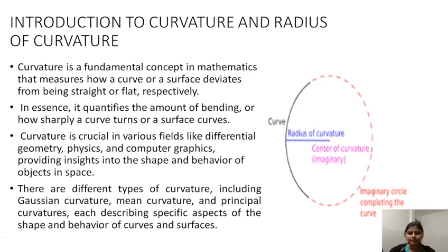Curvature is a fundamental concept in mathematics that measures how a curve or a surface deviates from being straight or flat respectively. In essence, it quantifies the amount of bending, or how sharply a curve turns or a surface curves. Curvature is crucial in various fields like differential geometry, physics, and computer graphics, providing insights into the shape and behavior of objects in space. There are different types of curvature, including Gaussian curvature, mean curvature, and principal curvatures, each describing specific aspects of the shape and behavior of curves and surfaces.